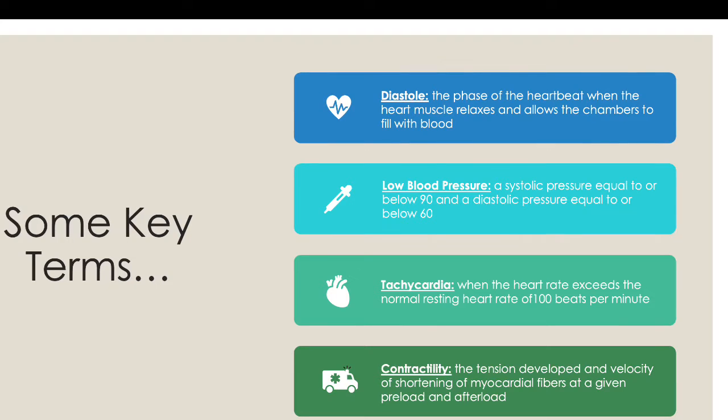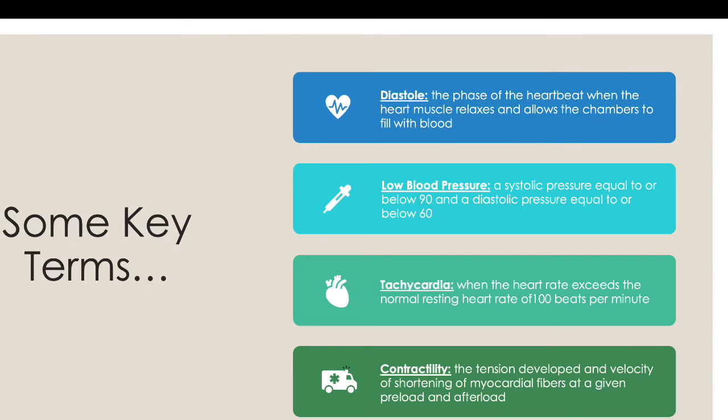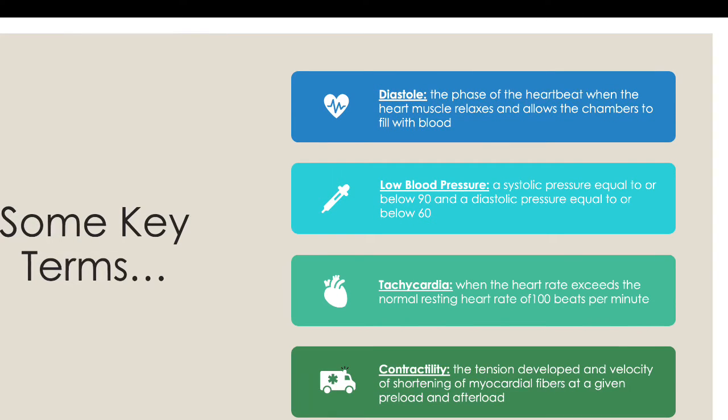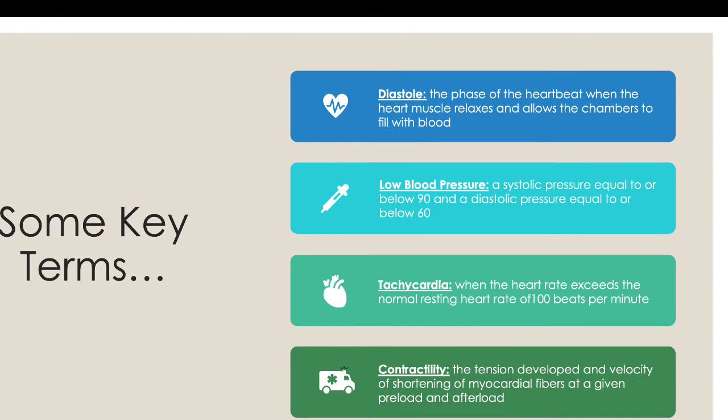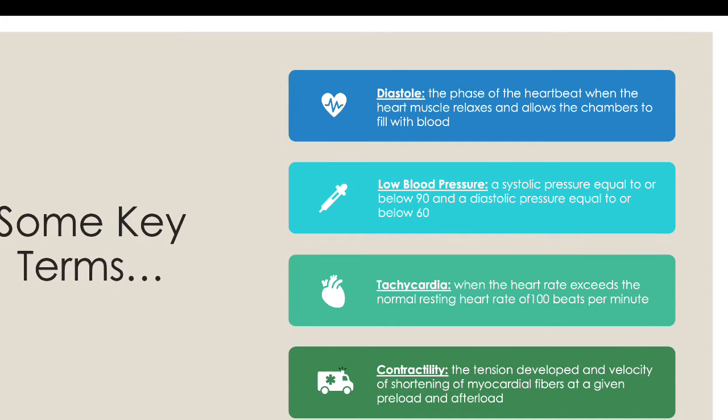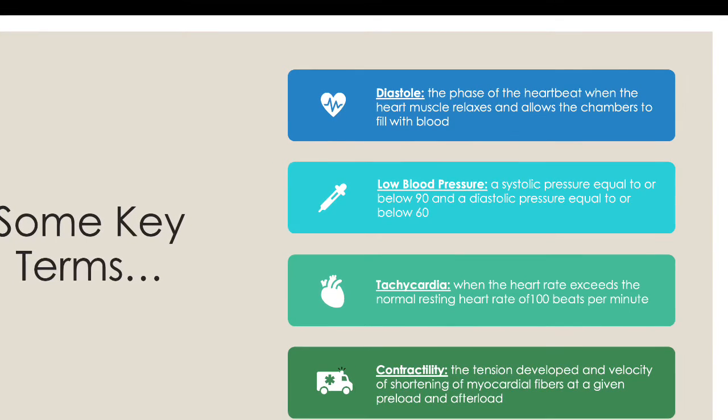Continuing on, we also have tachycardia, which is when the heart rate exceeds the normal resting rate of 100 beats per minute. Lastly, we'll be going over contractility, which is the tension developed in velocity of shortening of myocardial fibers at a given preload and afterload.